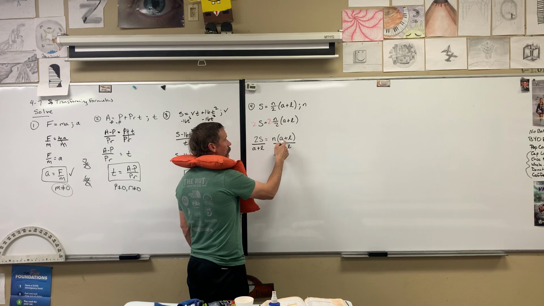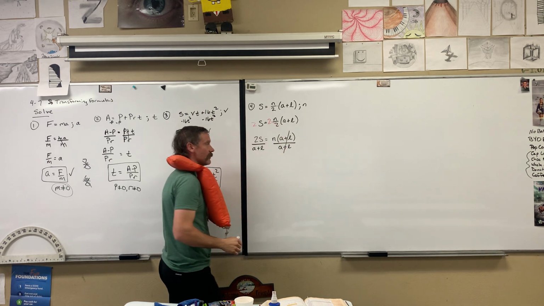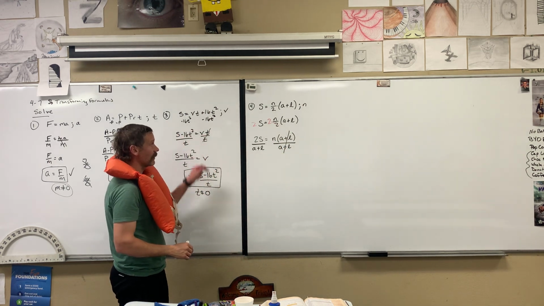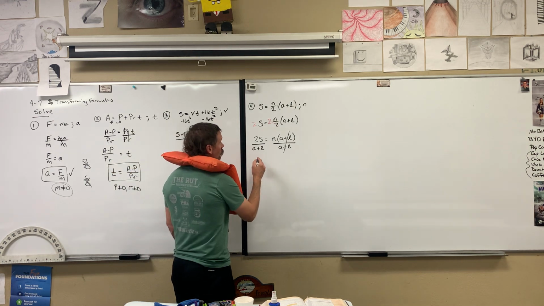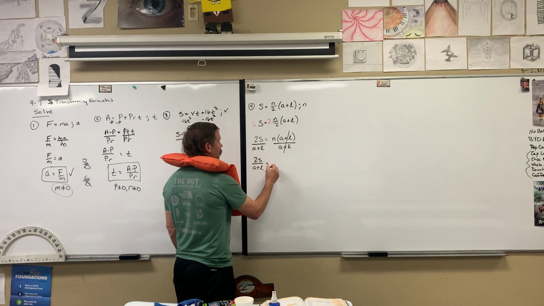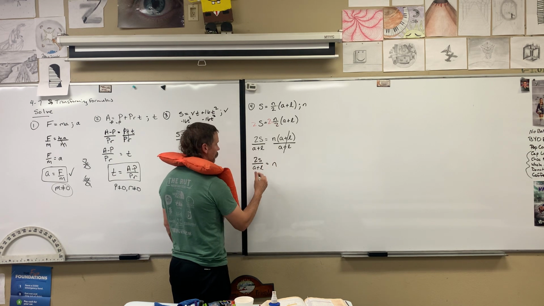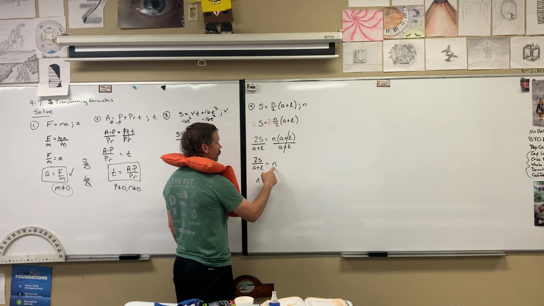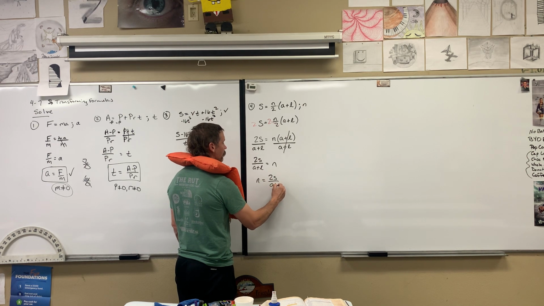So when I do that, a plus L over a plus L cancels to be 1, just like t divided by t cancels to be 1. So now I have 2s over a plus L is equal to n, and then I flip it around because the variable I'm solving for I like to have on the left-hand side, and then a plus L.